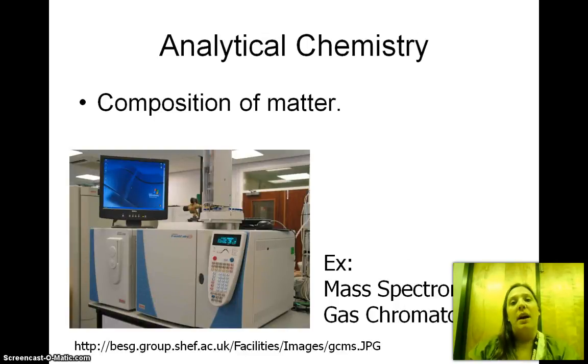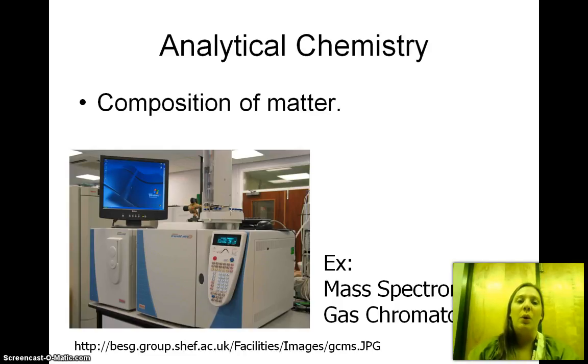Analytical chemistry is done in order to discover the composition of matter. So if you like watching any shows like CSI or any of the forensic shows, they use analytical chemistry a lot. They use machines called mass spectrometers or gas chromatographers, and the function of those machines is to determine the chemical structure of an unknown or unidentified compound.